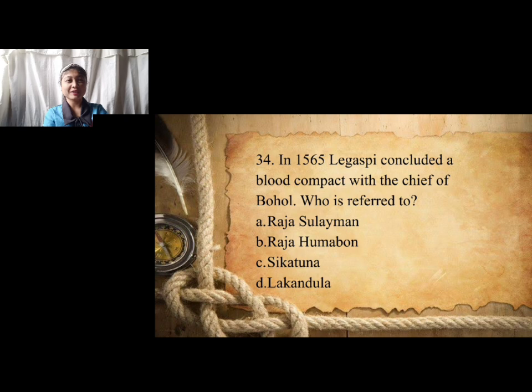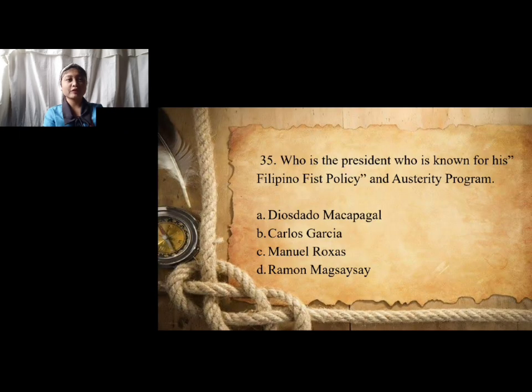Question number 35. Who is the president who is known for his Filipino First policy and austerity program? The correct answer is letter B. Filipino First refers to the policy first introduced and implemented by the administration of Philippine President Carlos P. Garcia. Under his policy, Filipino-owned business was prioritized over its foreign counterparts, and the patronizing of Filipino-made products by Filipinos was also promoted.